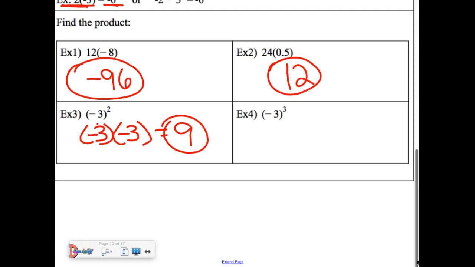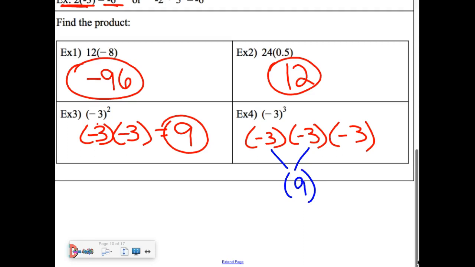Now, this next one, again, I have an exponent, but I'm going to rewrite this so it's multiplication. This negative 3 to the third really means negative 3 times negative 3 times negative 3. We just did this. If I multiply these two negative 3's, I get positive 9. I'm going to bring down this negative 3. So now I have positive 9 times negative 3. I know I'm going to have a negative, so I'm going to have negative 27.